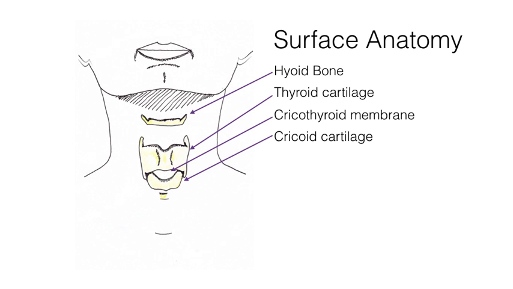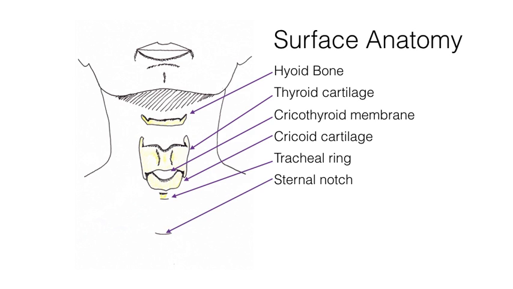And just below that we have the cricoid cartilage. As your finger falls off the cricoid cartilage, you may be able to feel a tracheal ring, and if you keep going all the way down, eventually your finger will stop at the sternal notch. Of all of these structures, the cricoid cartilage is the most important surface landmark to find your bearings when doing a percutaneous airway.